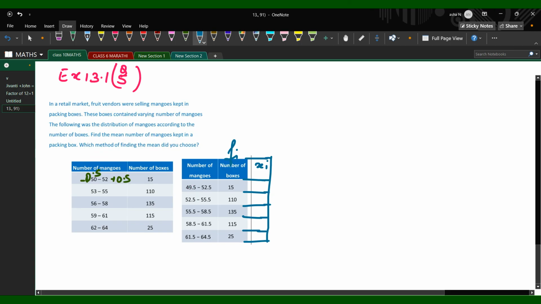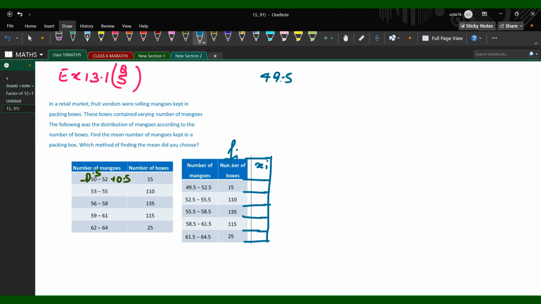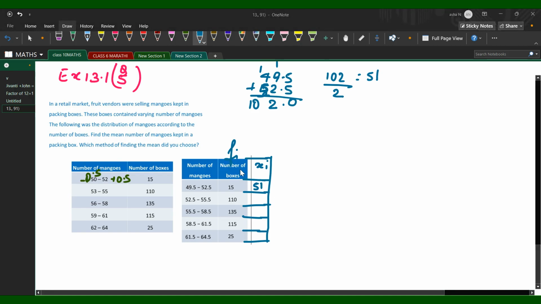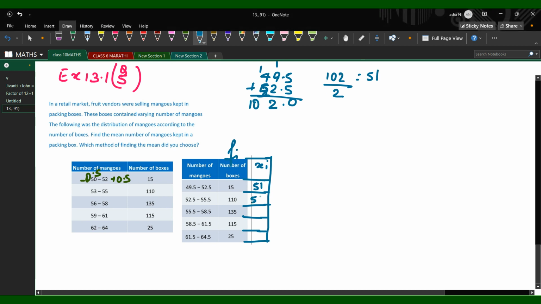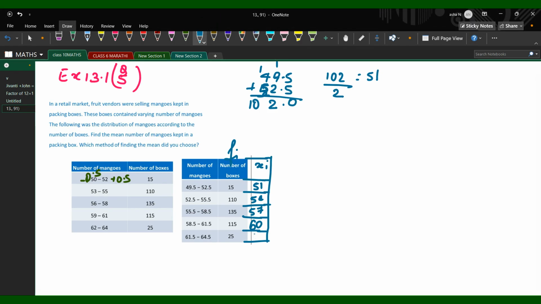49.5 plus 52.5, then we will divide it by 2. Then we will divide it by 2, na. You forgot: the lower limit plus upper limit, then we divide it by 2 as well. 51. Then this will be 54. This will be 57. Just observe it. One number back from the last one. 60. Then this will be 63.